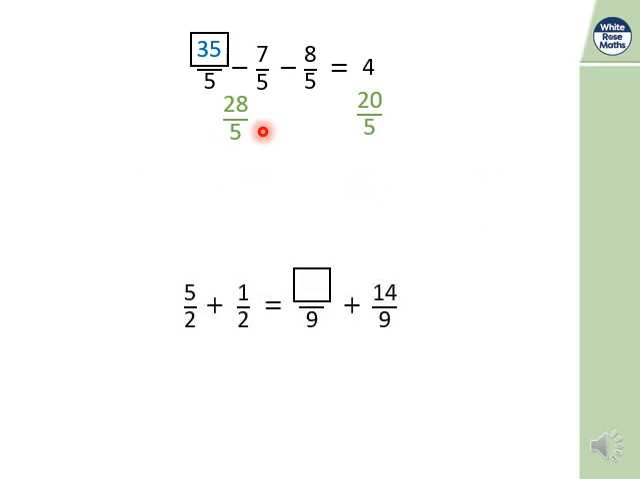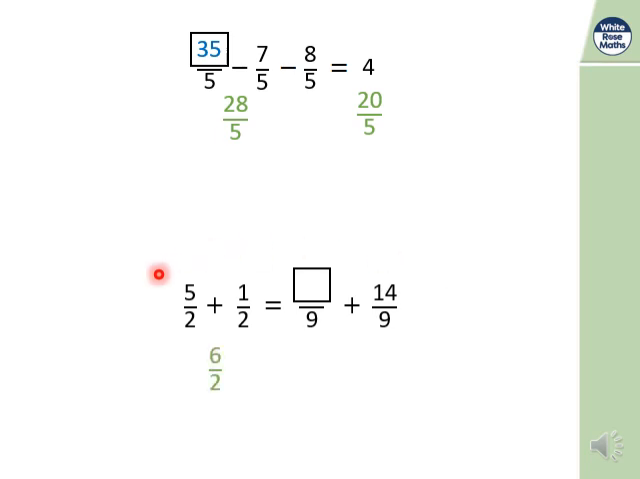This time, let's have a look at this problem. We've got 5 halves, add a half. What does that mean if this equal sign is in the middle? It means it is equal to. So our answer on this side must be the same as our answer on this side. What could it be? The difficulty here is we look at denominators are not the same. This might make a difference for us. Let's have a look and see what we would do.